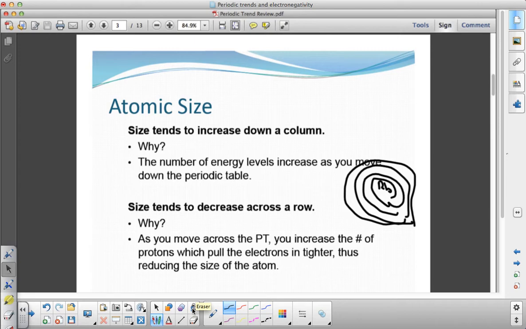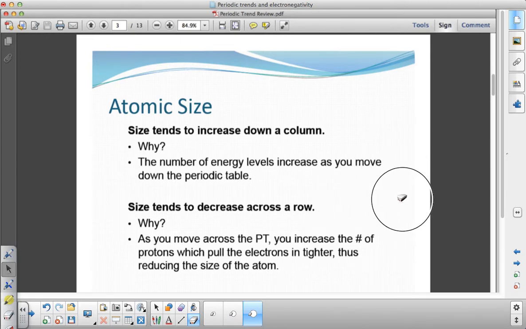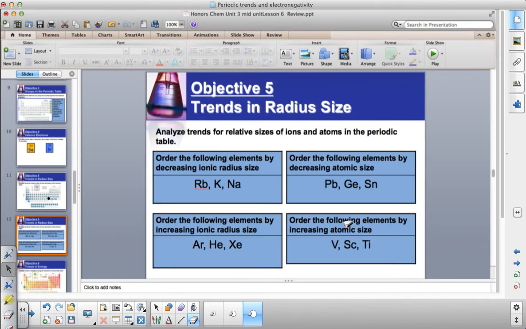Conversely, if you wonder what's going on as you're moving across the periodic table, you start to increase the number of protons, which makes sense because we know the periodic table is arranged by increasing atomic number. But what's happening is it's also getting more electronegative as you go across the periodic table. And so whenever you're going across, it actually pulls those electrons in tighter, so it'll reduce the size of the atom.